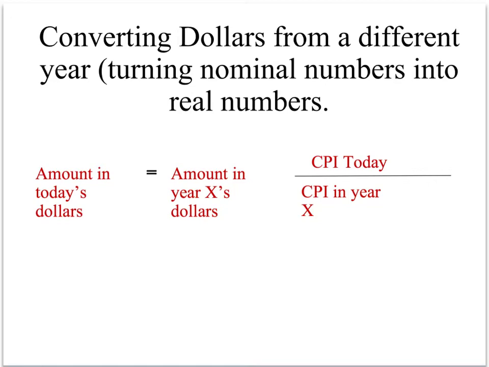One calculation for inflation is going to be converting dollars from a different year, or turning nominal numbers into real numbers. The equation as it's stated below will help us to do that, to level the playing field and turn nominal numbers into real numbers so we can better compare the two numbers. So it's the amount in today's dollars is equal to the amount in year X's dollars times CPI today divided by CPI in year X.